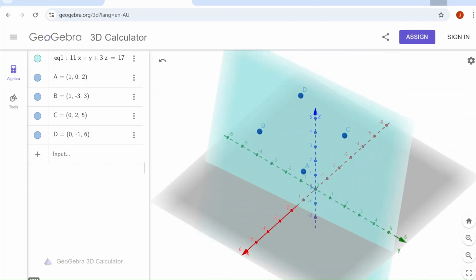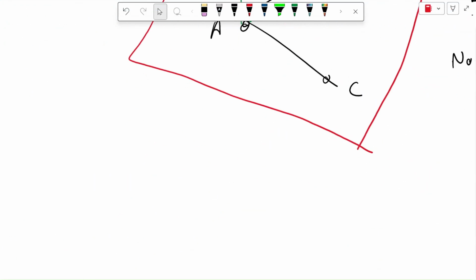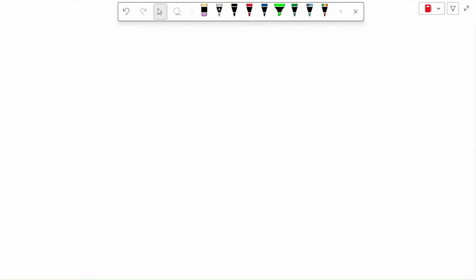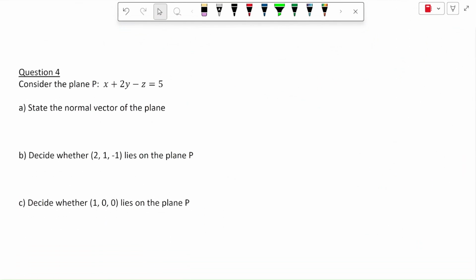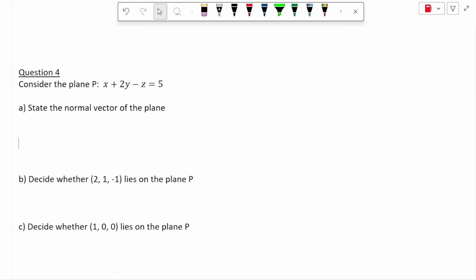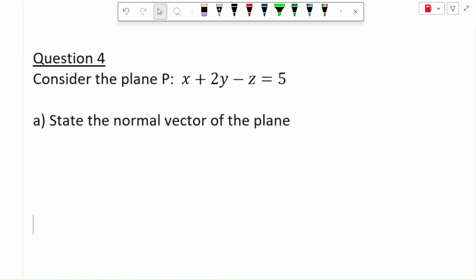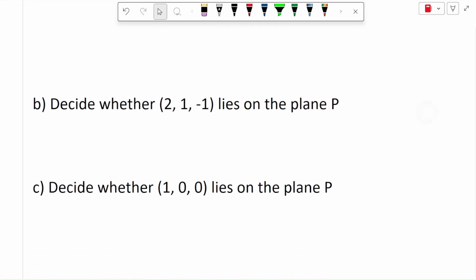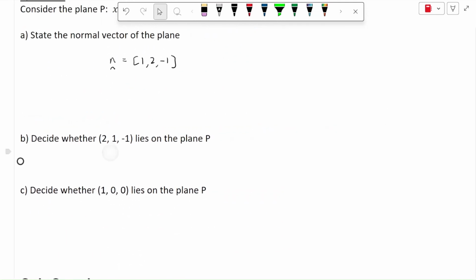So that's wonderful news. Okay, last thing we need to do is just examples of checking whether or not points lie on the plane. So we checked using GeoGebra just then whether points lie on the plane, but you can do it algebraically as well. And you're not going to have GeoGebra in an exam, so it's good to know. State the normal vector to this plane. So if you get a question like this, 1, 2, minus 1, it's just the coefficients of x, y, and z.